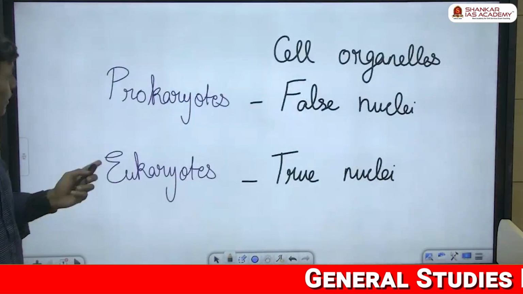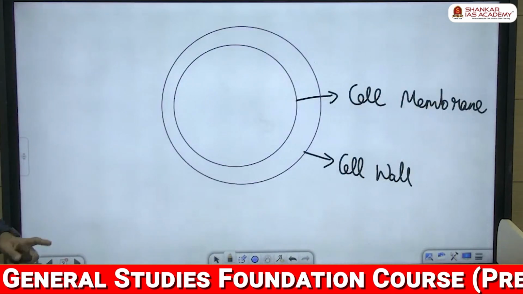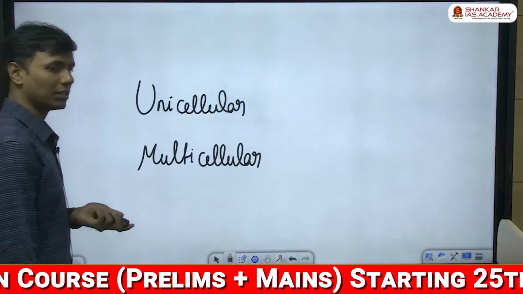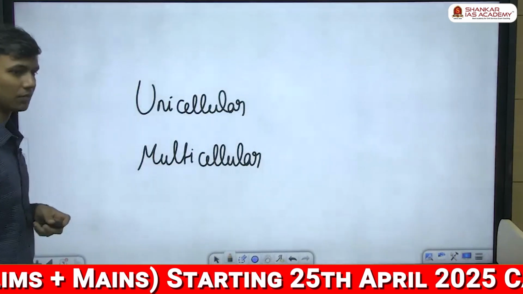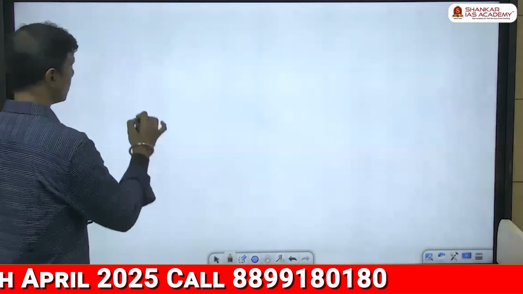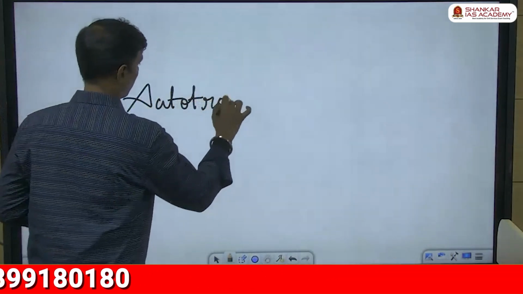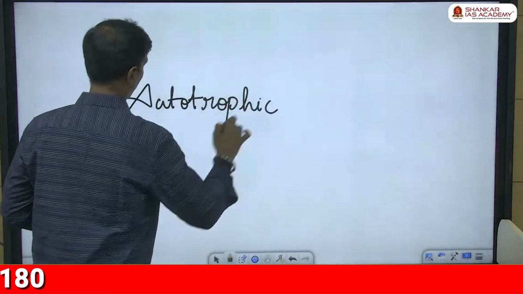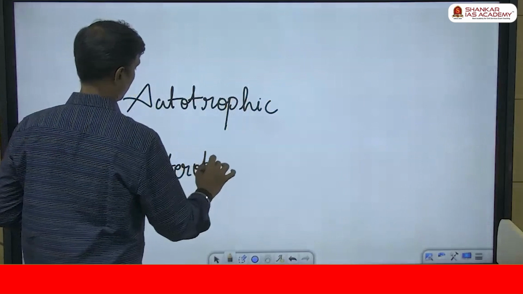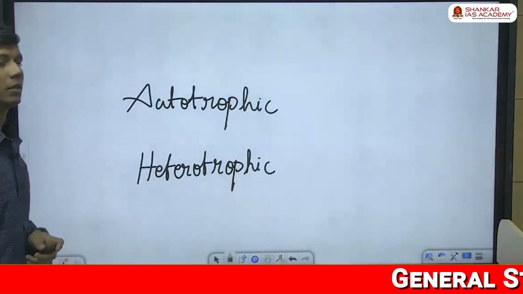So far we have learned about prokaryotes and eukaryotes. Then about organisms with cell wall and without cell wall. And then unicellular organisms and then multicellular organisms. And based on modes of nutrition, we have autotrophic, heterotrophic. What is meant by autotrophic?